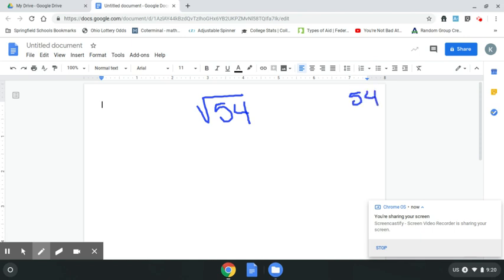We've got to get all of these in a prime factorization. So I always start with the smallest prime number, which is 2. Can I continue to pull a 2 out of this? The answer is yes. Well, 54 divided by 2 gets me 27. So I ask again, can I pull a 2 out of 27? The answer is no. So I go to the next prime number, which is 3.